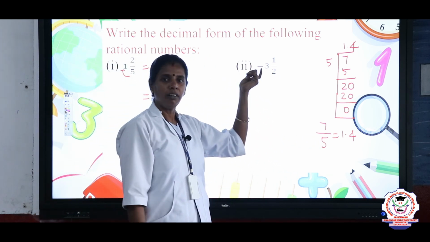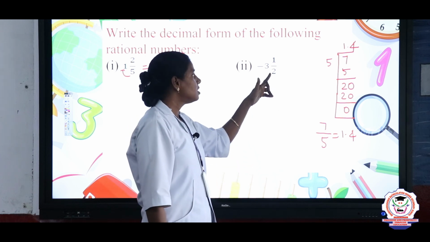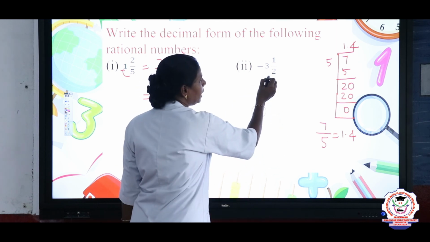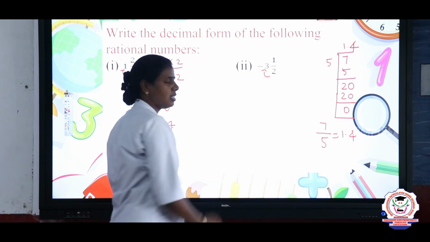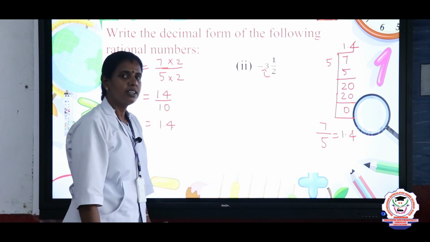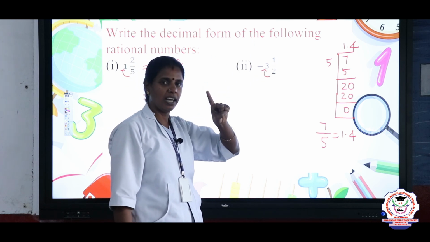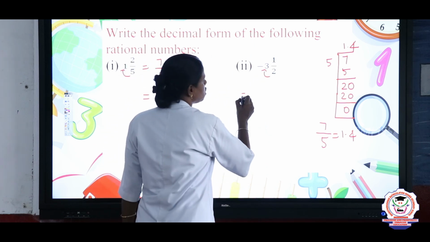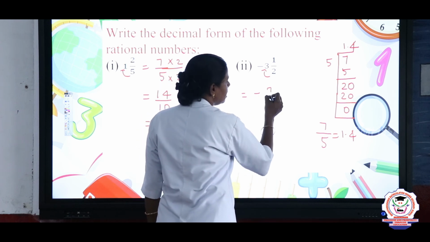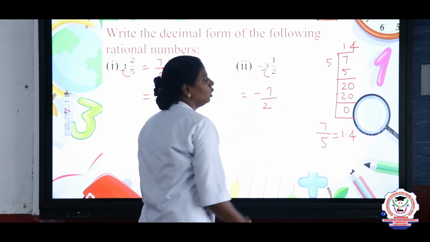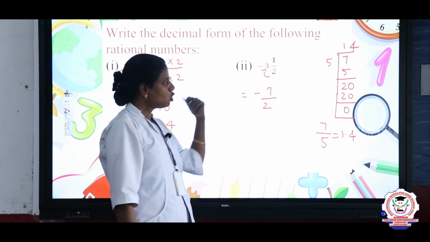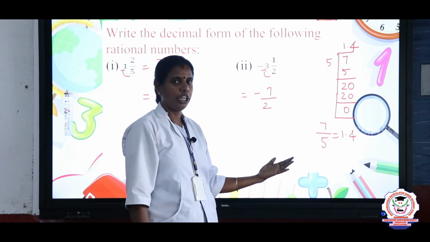The next number, can we convert now? Yes. First we need to multiply this 2, that is 2 3s are 6. 6 plus the numerator 1. 6 plus 1 is? Yes, 7. So negative sign, minus 7 by 2. So in these two methods, any one of the methods we can continue.